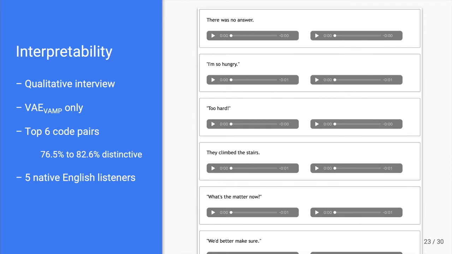On each page, listeners saw 12 sentences with 2 renditions per sentence, renditions coming from a particular code pair in the distinctiveness test. We used the top 6 code pairs to provide the strongest signal about how well this test works for determining interpretability, and we only used 5 listeners since this was a pilot test of a new kind.